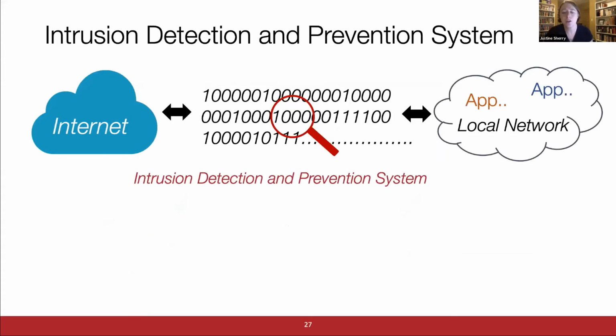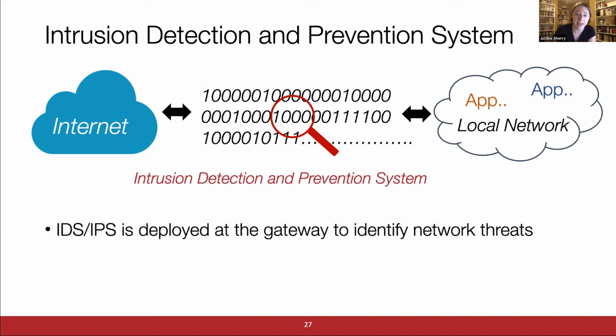Okay, so Pigasus. Let's talk about a specific application: intrusion detection and prevention systems. An intrusion detection and prevention system is a system that's deployed at the gateway of your network, that is between the internet and your enterprise applications, to identify network threats.